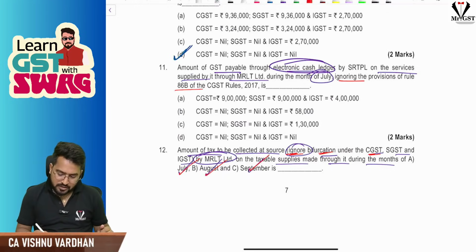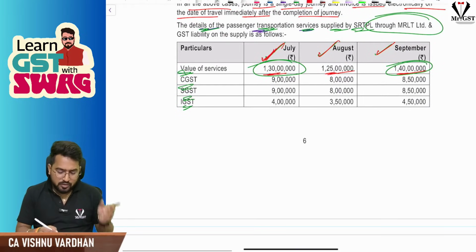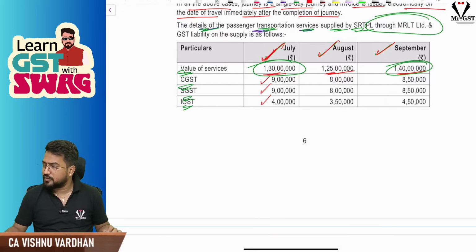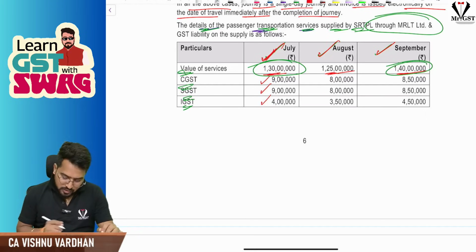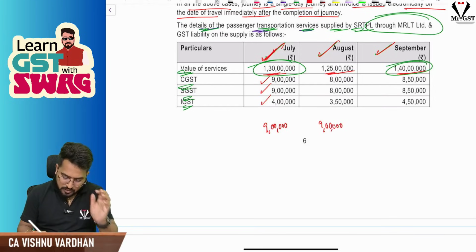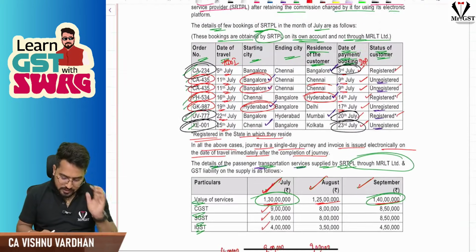Next, the amount of GST payable through the e-cash ledger on services supplied through MRLT Limited during the month of July, ignoring the provisions of 86B. So in July they have made this turnover, and through it they are liable to pay GST. The output tax liability is 9 lakh CGST, 9 lakh SGST, and IGST 4 lakh. And we should see ITC.